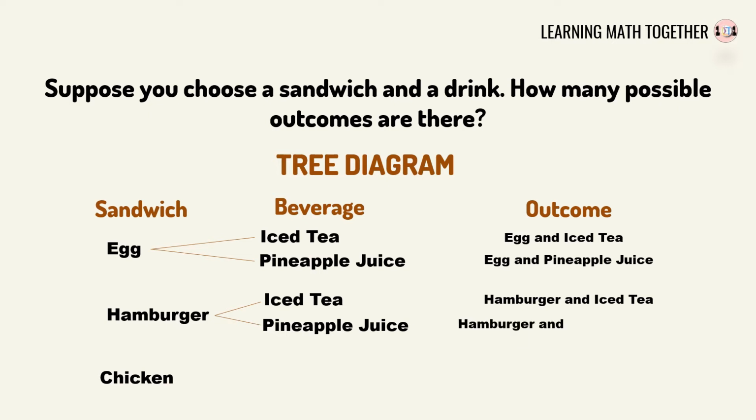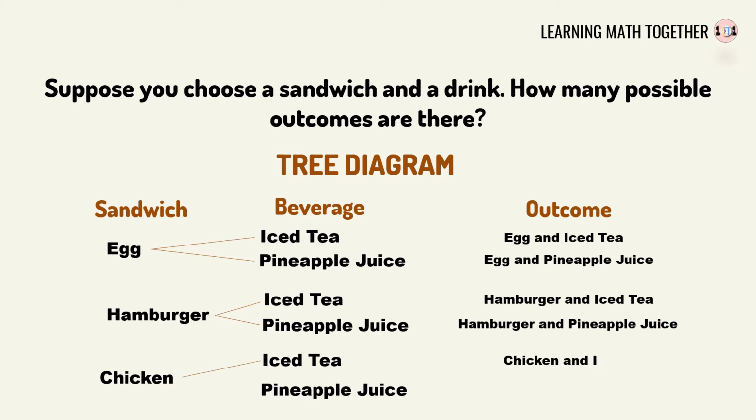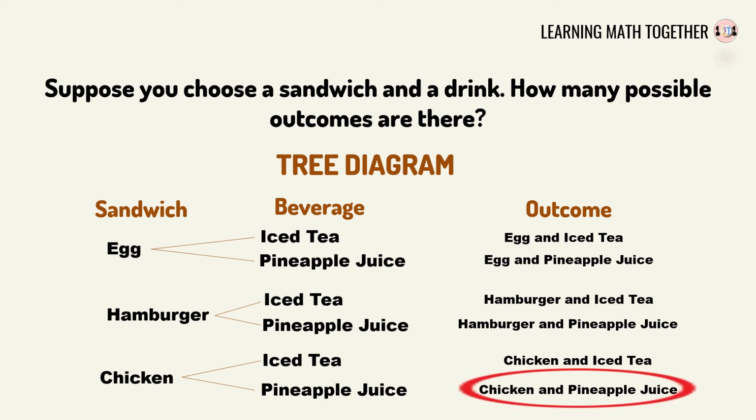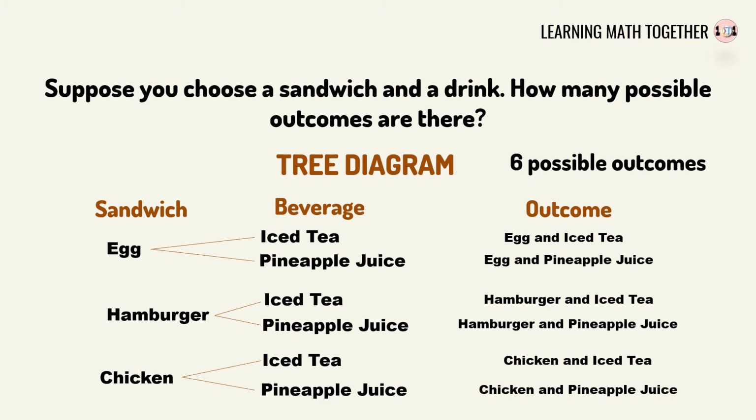and pineapple juice. And for the third option, for the sandwich, we have the chicken sandwich paired to an iced tea and pineapple juice. Then let's combine them. You can choose chicken and iced tea. That will be our outcome, and you can have chicken and pineapple juice. We have chicken and pineapple juice. Now, if you're going to count the number of outcomes that we have here, we have actually 6 possible outcomes. And that's actually the same with the listing method.